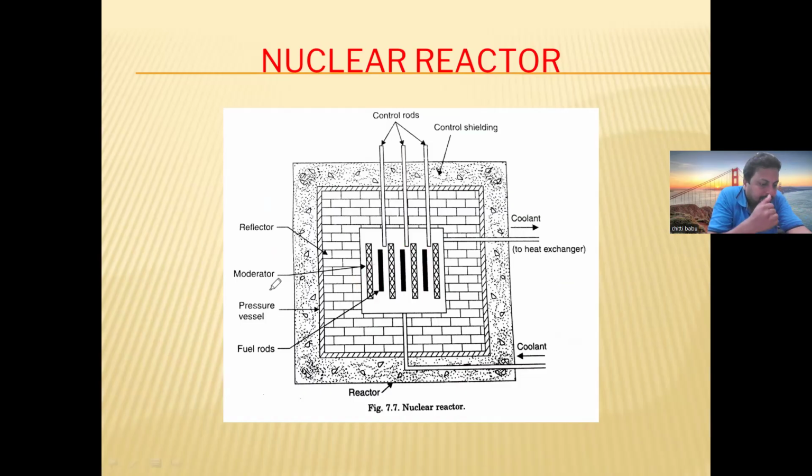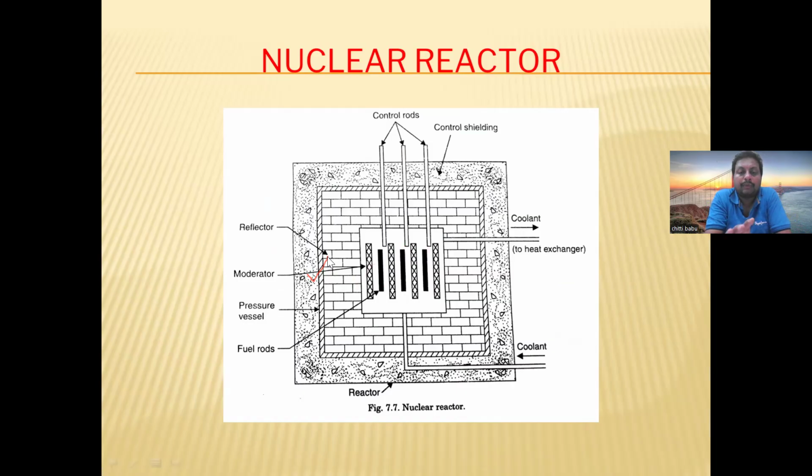With graphite materials, the speed of the neutrons is about 1.5 into 10 to the power 7 meter per second, like a fraction of the speed of light. By using this moderator, that comes down to 2.2 into 10 to the power 3 meter per second. So the 1.5 into 10 to the power 7 meter per second will be reduced to 2.2 into 10 to the power 3 meter per second. That is how the moderator is used.